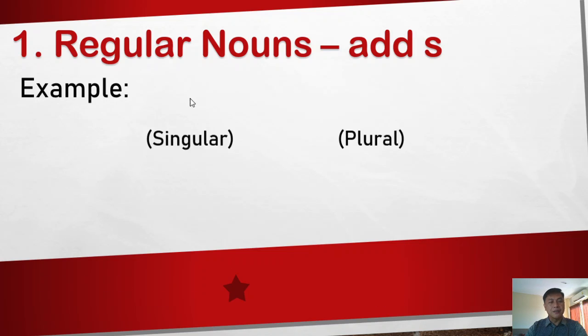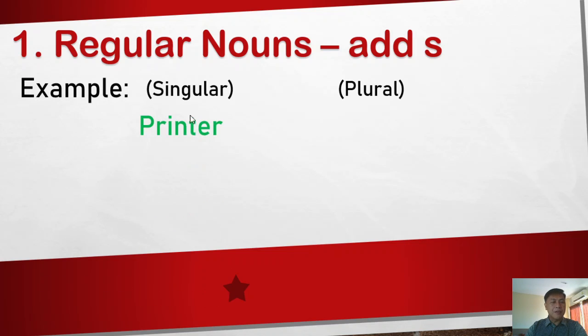For example, printer. Printer is a regular noun. So the plural form becomes printers. Simply add the s. Printer, printers. There is already an s at the end of the word.